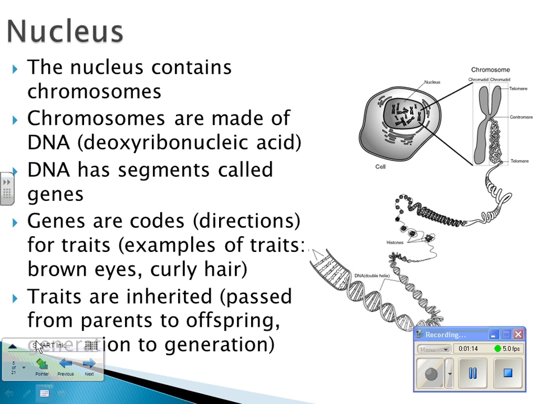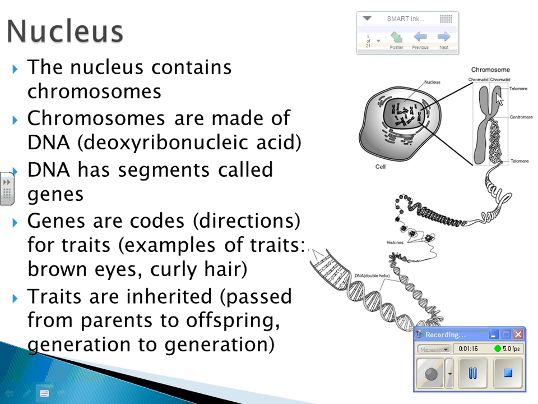The nucleus contains the chromosomes. This is what a chromosome looks like. The chromosomes are made of DNA. Here's the DNA, deoxyribonucleic acid, and it has segments called genes. Genes are codes or directions for the traits, such as your brown hair, blue eyes, curly hair. Traits are inherited and passed from parents to children, also called offspring, from one generation to the next.